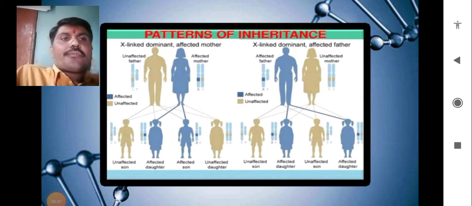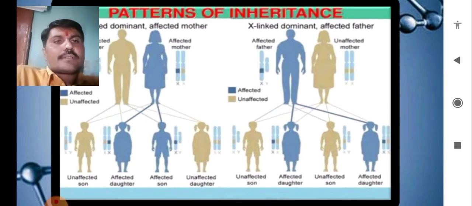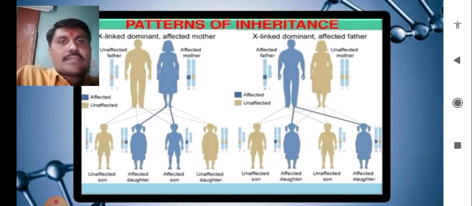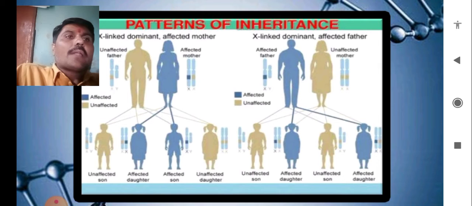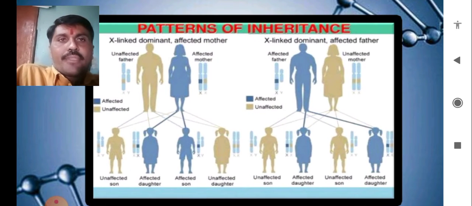So, patterns of inheritance, we'll look at this slide. In this PPT you can clearly identify that the affected person is shown in a grayish pattern, and the unaffected in a dull yellowish color. So look at the very first figure, the X-linked dominant with a male unaffected and an affected mother.